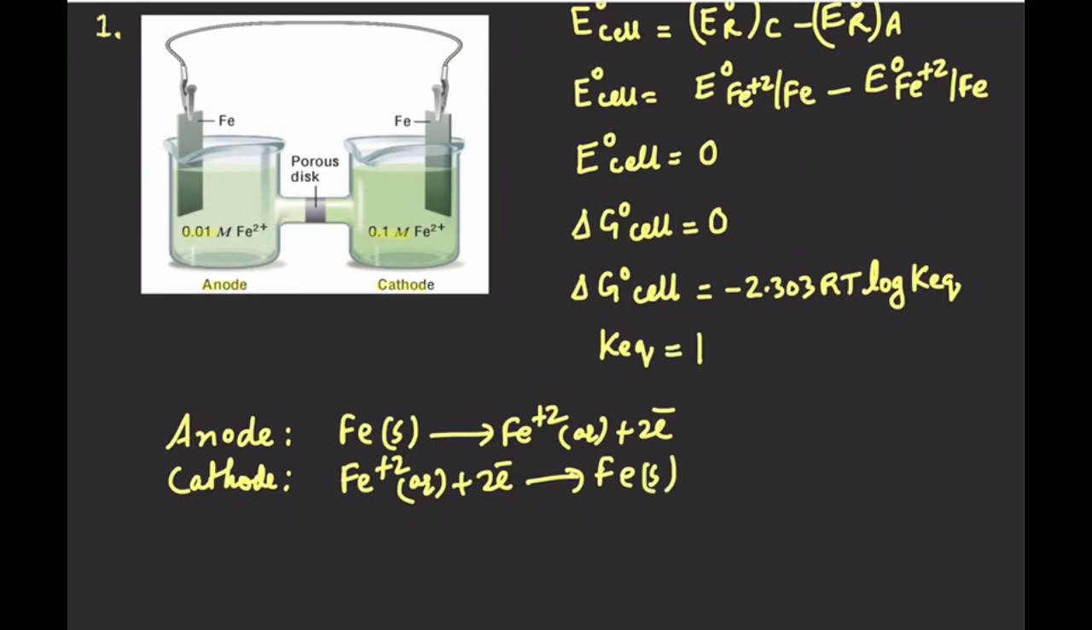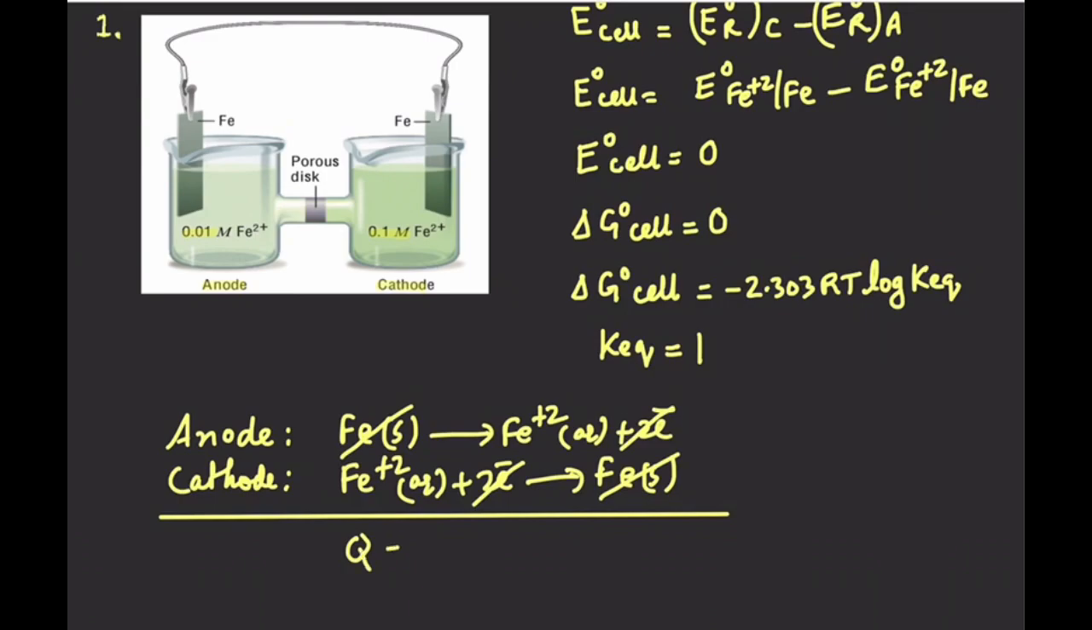solid state. If I add the reactions taking place at anode and cathode, we can write the 2 electrons on the left hand side and right hand side will cancel out. Iron metal in solid state in left hand side and right hand side will cancel out, but I cannot cancel iron plus 2 in aqueous state because the concentration of iron plus 2 on the right hand side and left hand side will be different.